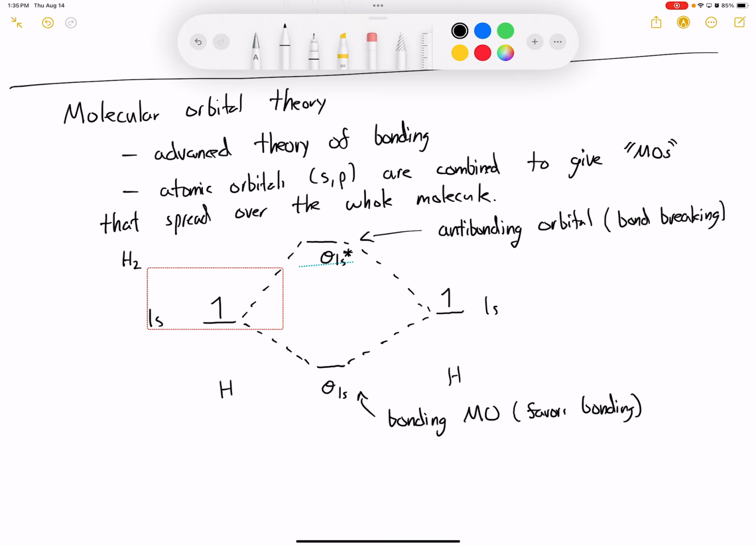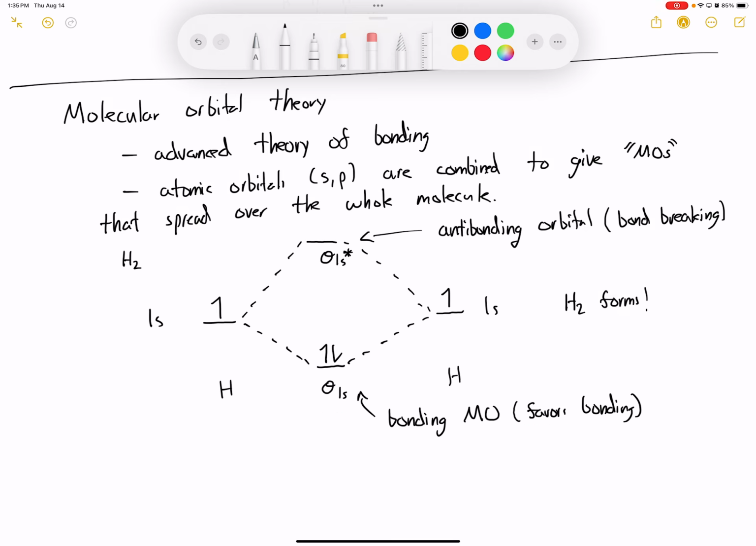Since we only have two electrons outside, how many should we fill in the middle? Two. Like that. So since both of these electrons are now lower in energy, the H2 molecule forms. Okay? So H2 here forms. All right, so that's why H2 exists.